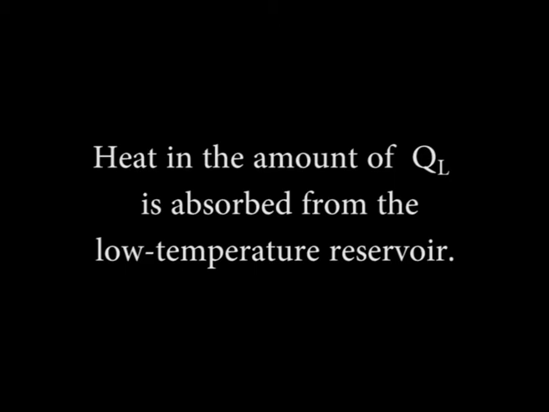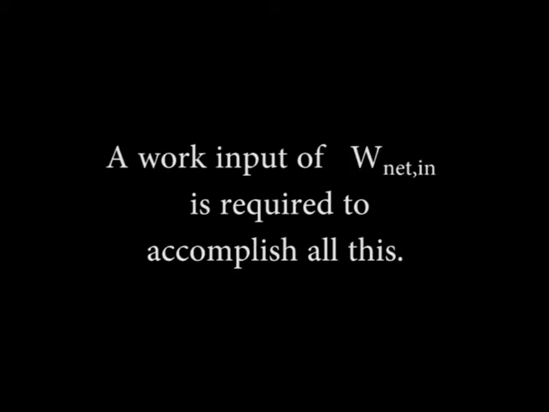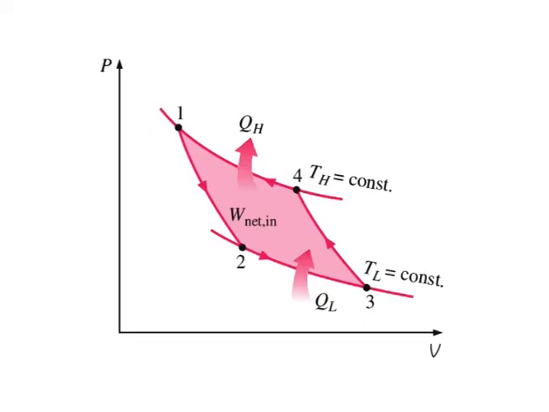Heat in the amount of QL is absorbed from the low temperature reservoir. Heat in the amount of QH is rejected to a high temperature reservoir and a work input of W net,in is required to accomplish all this. The PV diagram of the reversed Carnot cycle is the same as the one for the Carnot cycle, except that the directions of the processes are reversed.